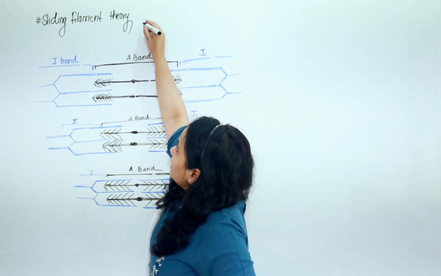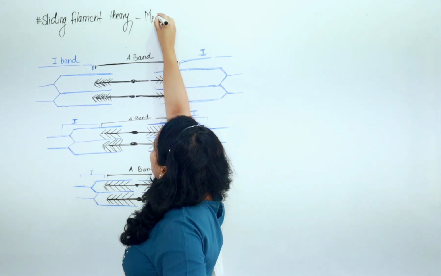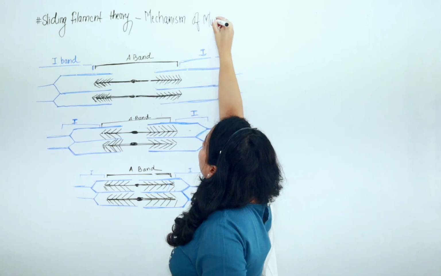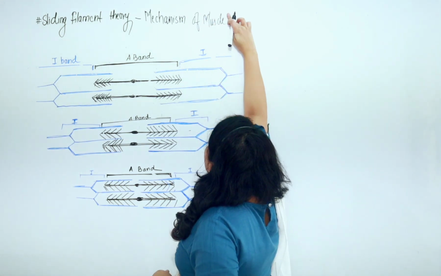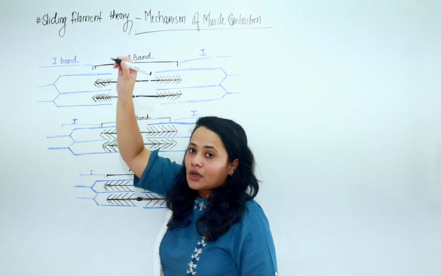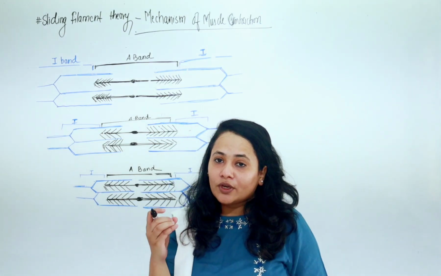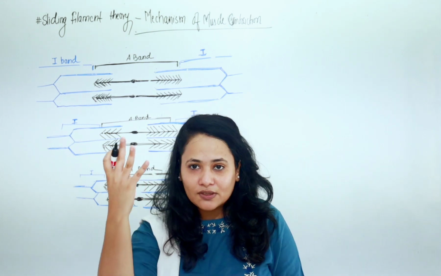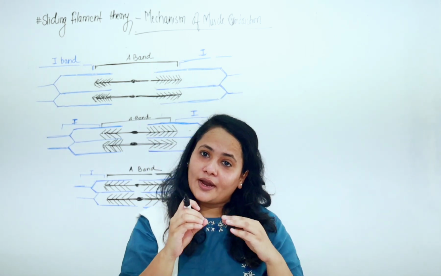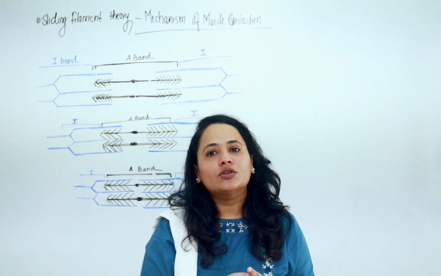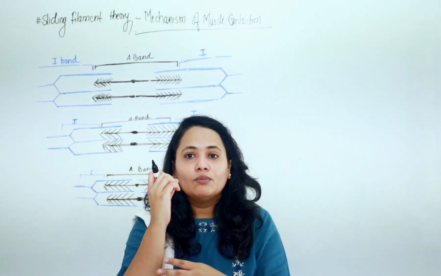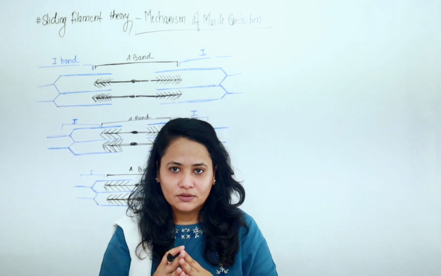Now, the sliding filament theory is proposed for the mechanism of muscle contraction. We know that the skeletal muscles are voluntary muscles. So, if the brain sends a message to a skeletal muscle, it will be through the motor neurons. The first point here is the brain sends the signal through the motor neurons to the muscles.